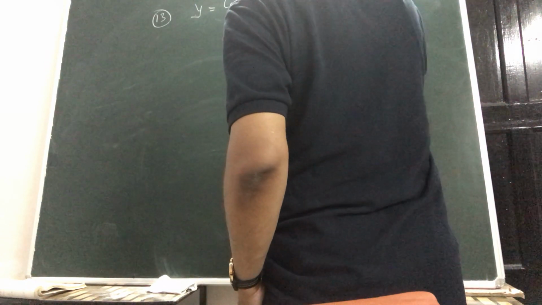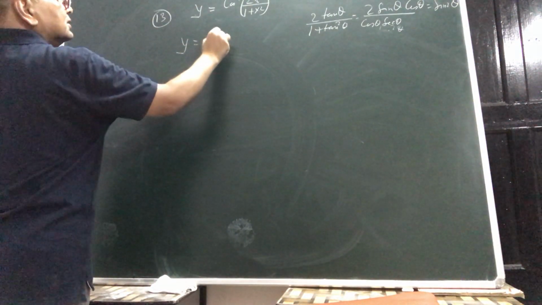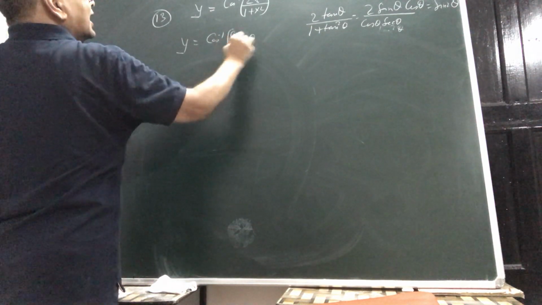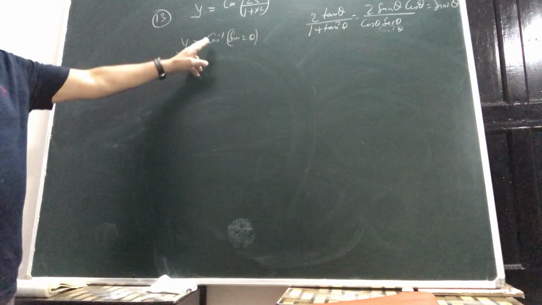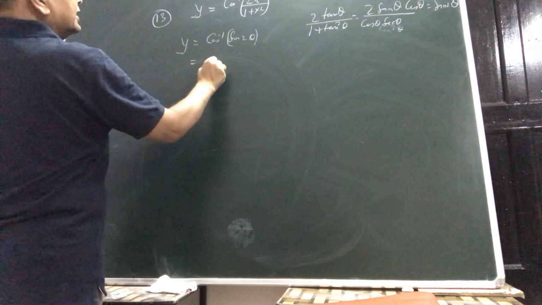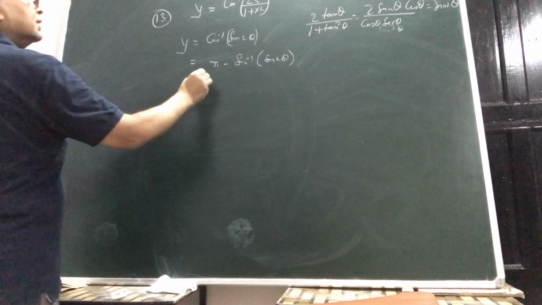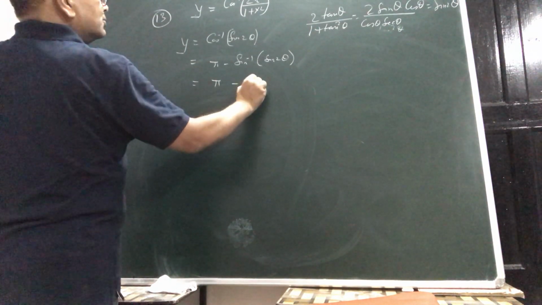2 tan theta upon 1 plus tan square theta, and just now you have seen that it is 2 sin theta upon 1 plus sec square theta, and since sec theta is 1 upon cos theta, it is sin 2 theta. So y is equal to cos inverse sine of 2 theta. Now if you want to further simplify it, cos inverse of some function is pi minus sine inverse of it. This property you will use, and immediately it will be y equals pi minus 2 theta.